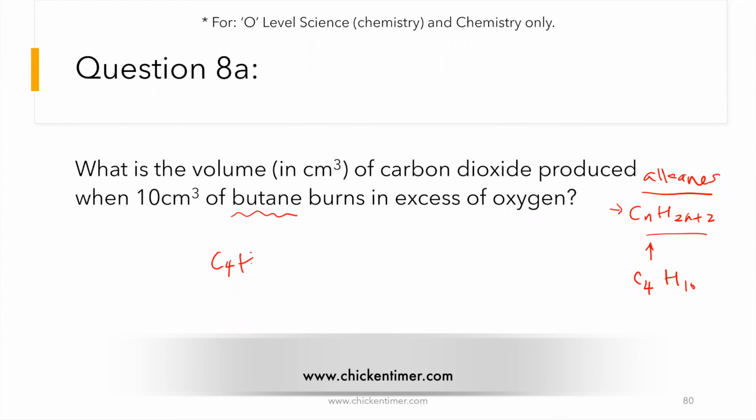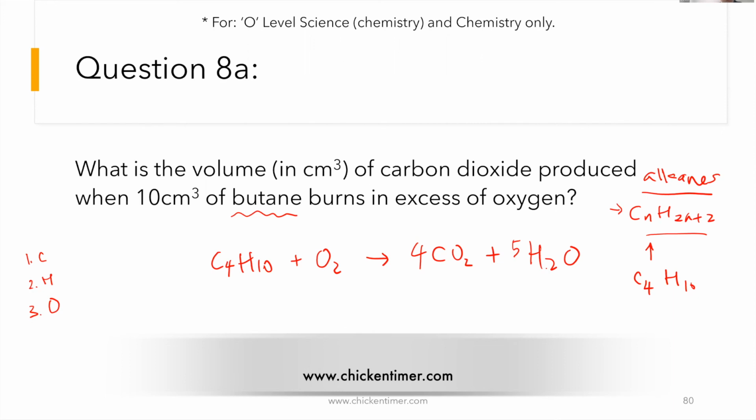So C4H10 plus oxygen gives you carbon dioxide and what's the next product? Carbon dioxide and is it hydrogen? No, this is combustion. So what's the product? Water, H2O. Okay, so how to balance? 4 CO2, right? Balance carbon, balance hydrogen, then balance oxygen. 4 CO2, then 5 H2O, then 8 plus 5.